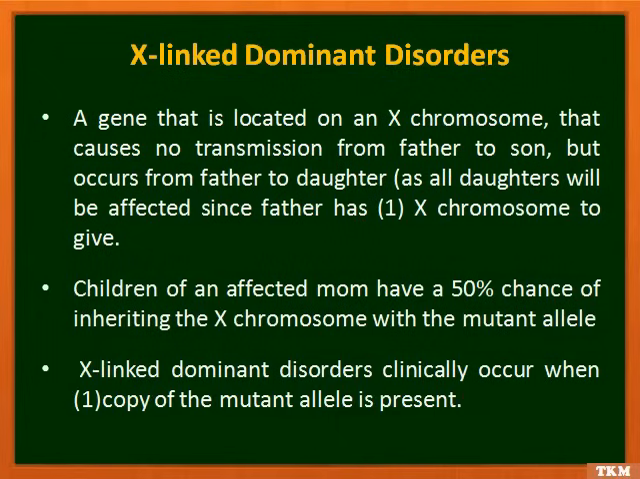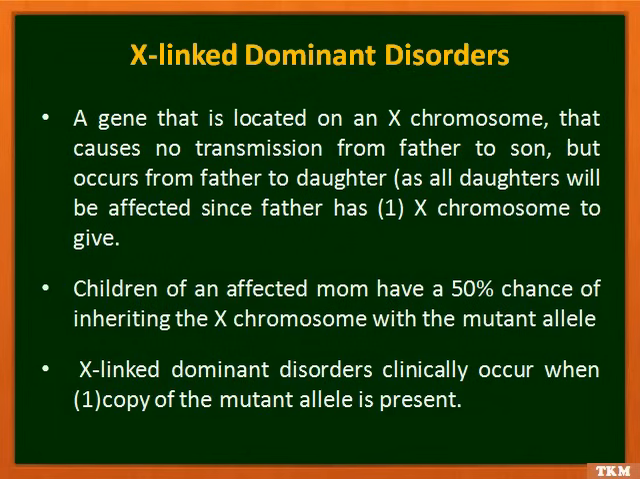A gene that is located on an X chromosome causes no transmission from father to son, but occurs from father to daughter, as all daughters will be affected since the father has one X chromosome to give. The father has X and Y chromosome. The X chromosome the father gives to daughter, and the Y chromosome the father gives to sons. So as the father can pass on the X chromosome only to the daughter, if there is any defect on the gene that is located on the X chromosome of the father, this disorder will be passed only to daughters, not to the sons.